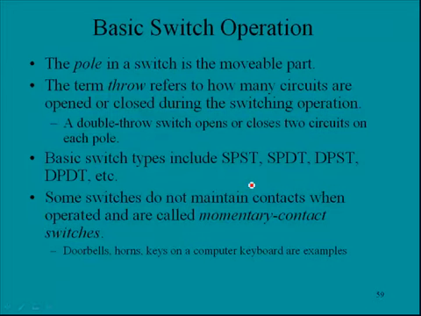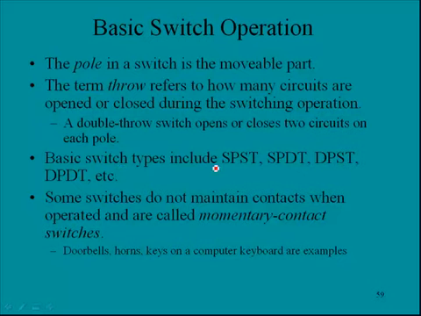Basic switch operation, and this is just a review of what we just looked at. The pole in the switch is the movable part. The term throw refers to how many circuits are opened or closed during the switching operation. A double throw switch opens or closes 2 circuits on each pole.